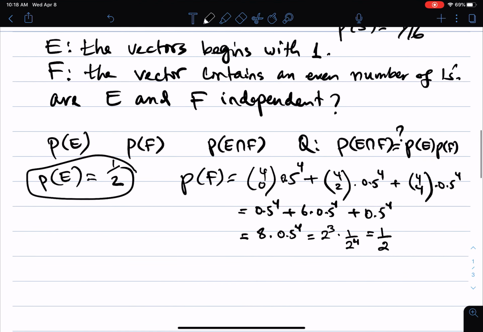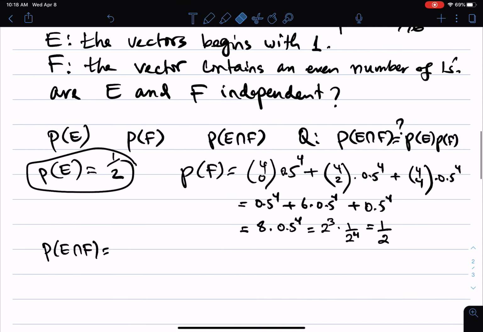Let's look at the probability of E intersection F. What are we talking about here? We are talking about the probability that the vector starts with 1 and has an even number of ones. Well, what are the vectors of size 4 that start with 1 and have an even number of ones?